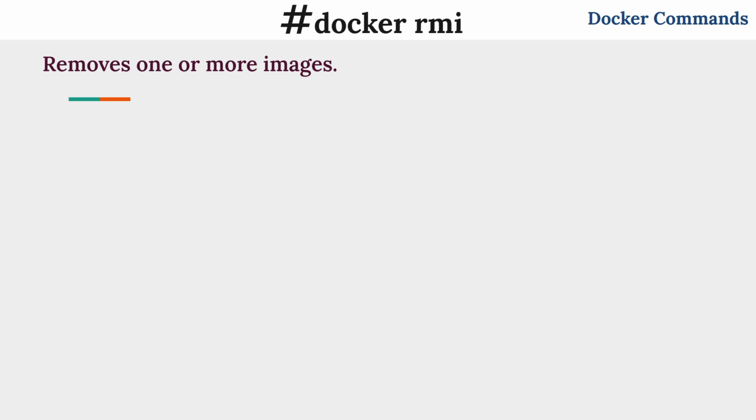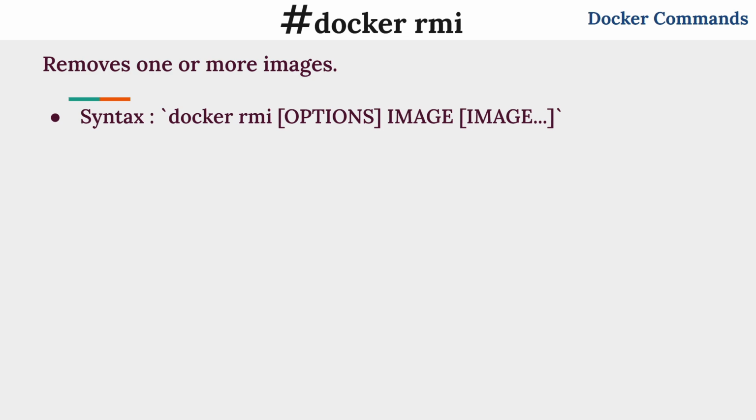Next command is docker rmi. The docker rmi command in Docker is used to remove one or more Docker images from your local machine. It helps you clean up unused or unwanted images to free up disk space. Here's how you can use this command effectively. Let's see the syntax.